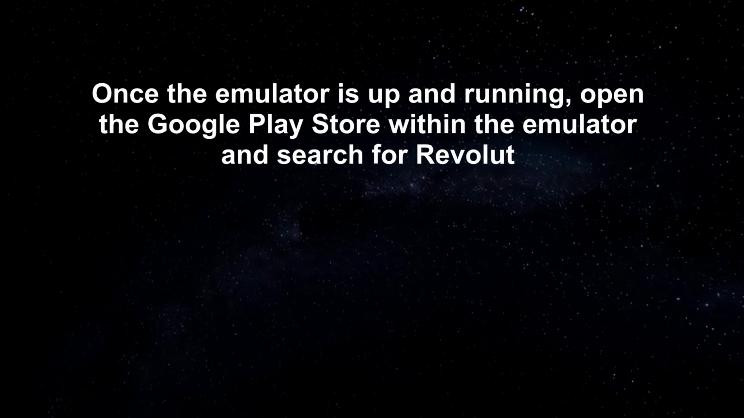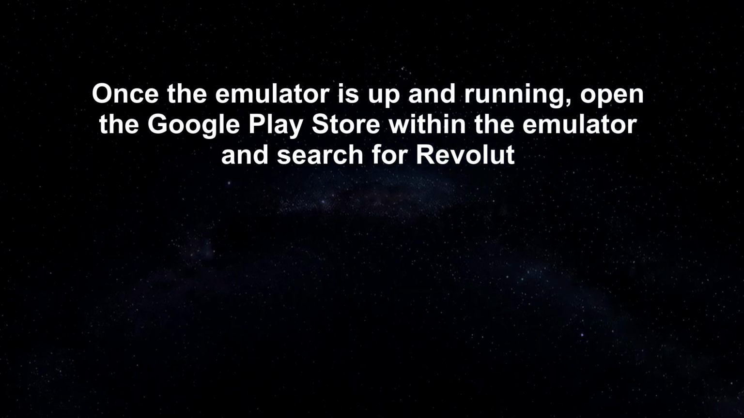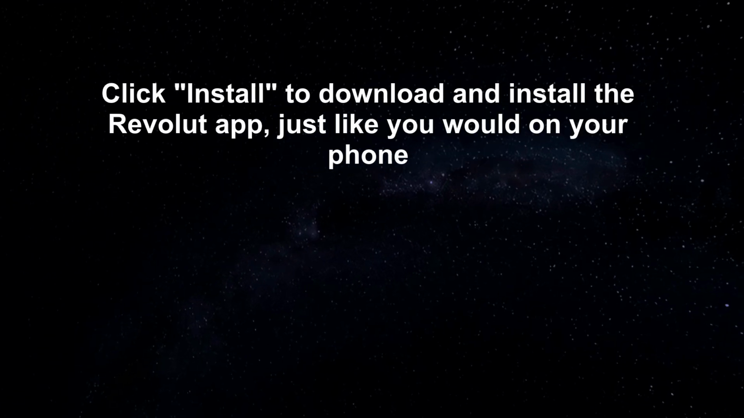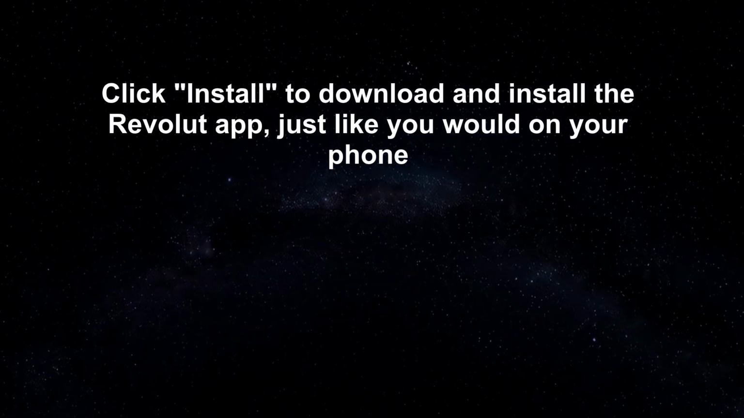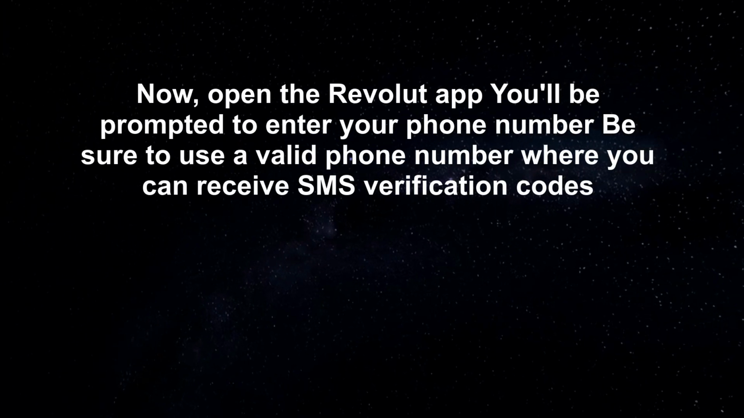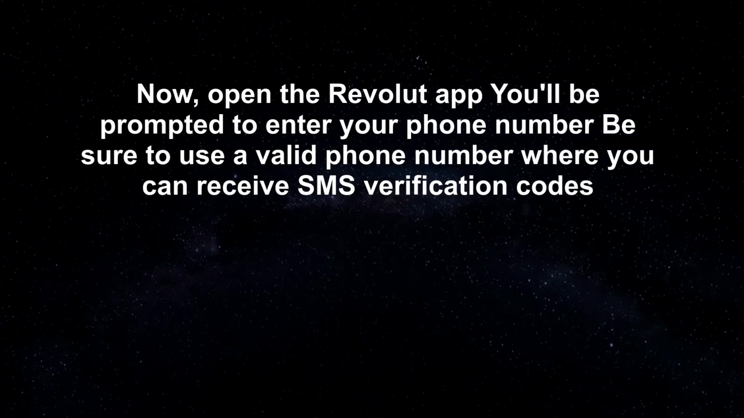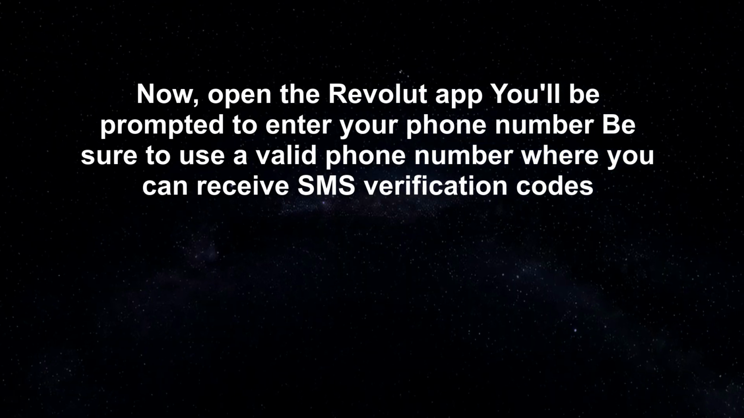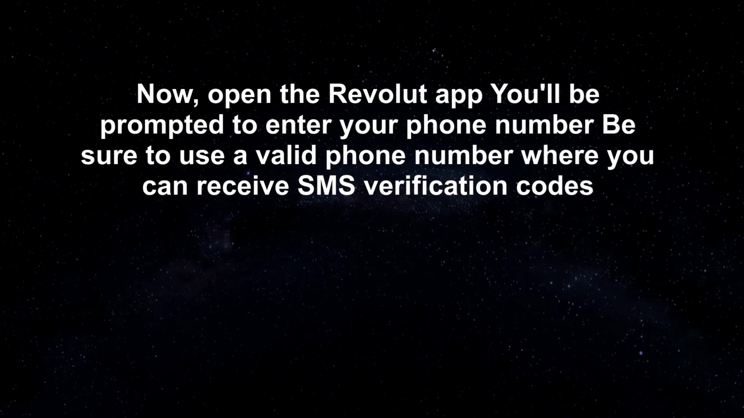Once the emulator is up and running, open the Google Play Store within the emulator and search for Revolut. Click Install to download and install the Revolut app, just like you would on your phone. Now, open the Revolut app. You'll be prompted to enter your phone number. Be sure to use a valid phone number where you can receive SMS verification codes.